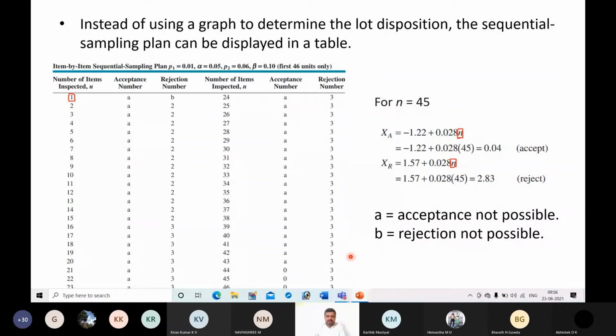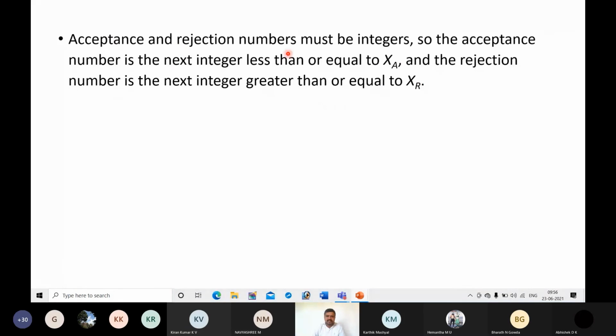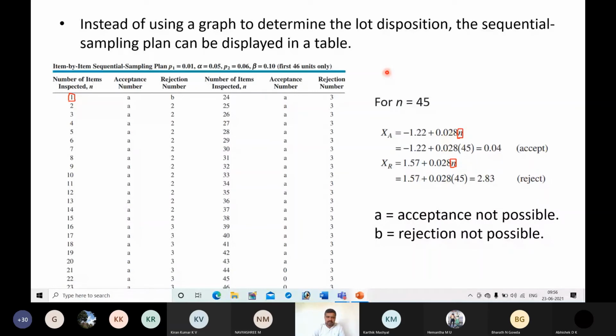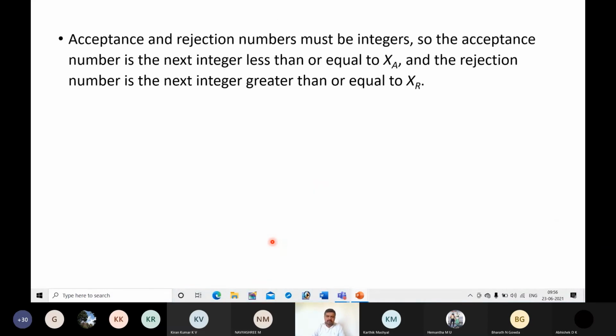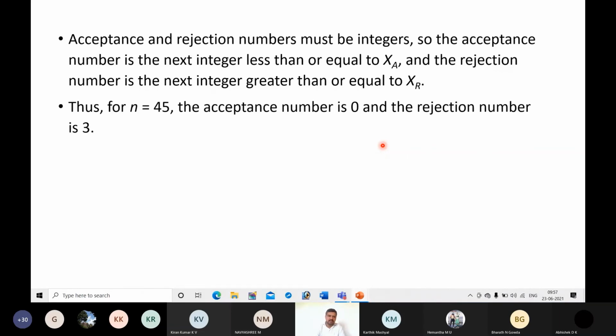Acceptance and rejection numbers must be integers. So the acceptance number is the next integer less than or equal to XA. That means if the acceptance number is 1, you will accept if the number of defectives is 1 or less, meaning 0. So no fraction values. And the rejection number is the next integer greater than or equal to XR. So if the rejection number is 2, if the number of defectives is 2 you will reject. If 3 also you will reject. More than 2, or equal to XR, you will reject.